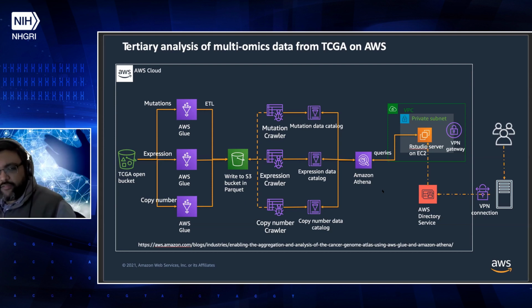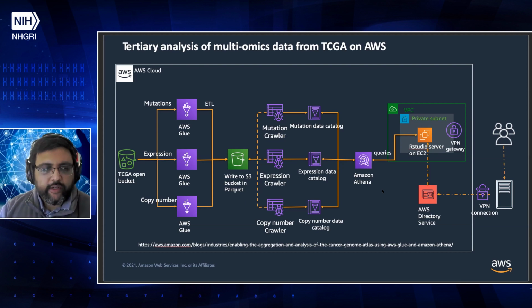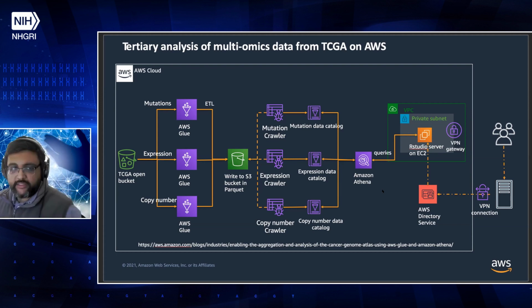This particular infrastructure shows you how you can take data from the TCGA open buckets available on S3 in the Open Data Program, ETL them using AWS Glue, and write the data into a Parquet format, basically a format that allows for easy queries and standardizes it. Then, using Amazon Athena, you build an interface that lets you run queries against this data, right? So the researcher, using a VPN connection, can log in to spin up an RStudio server on EC2 and be able to run their queries against this queryable data, asking the questions that they want to ask.